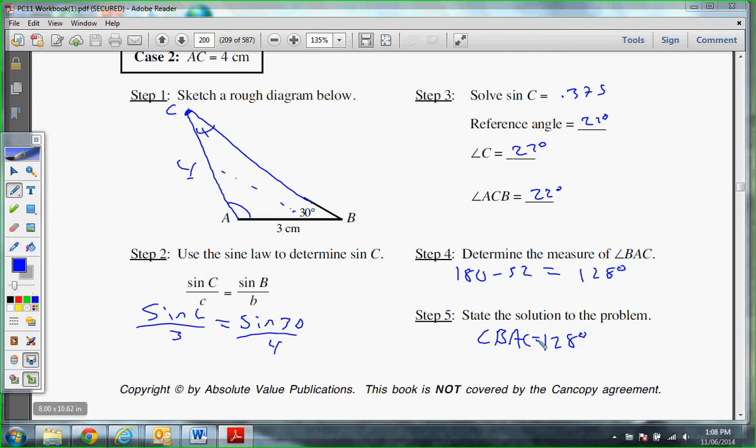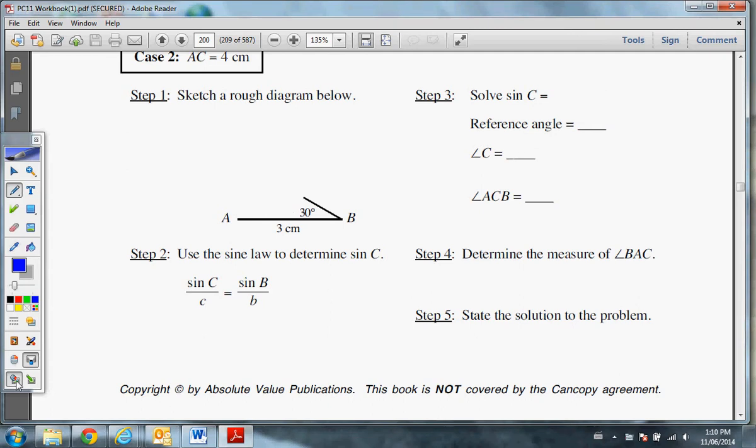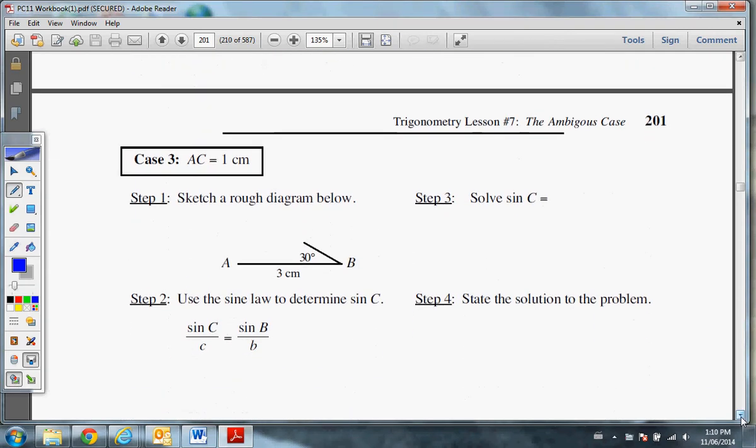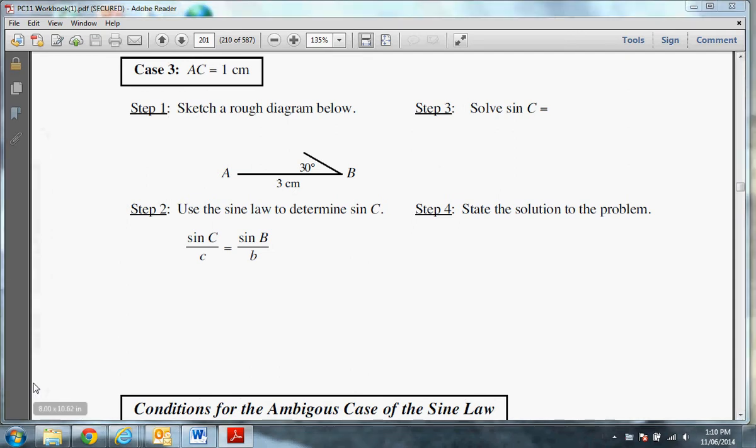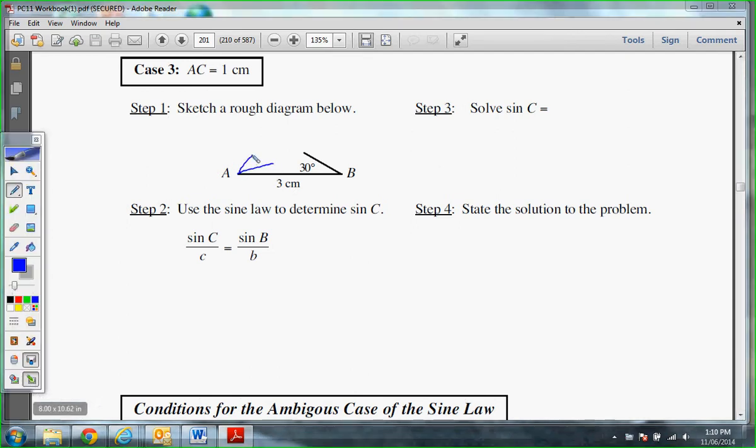Okay, and we have the last case here. Case 3. So we've done 2, 1. You can understand probably this one's going to be none. So 1 centimeter. The problem with 1 centimeter is there's nowhere that I can do 1 centimeter and have it connect. So it's not even going to connect. But we'll still plug it in and you'll see why.